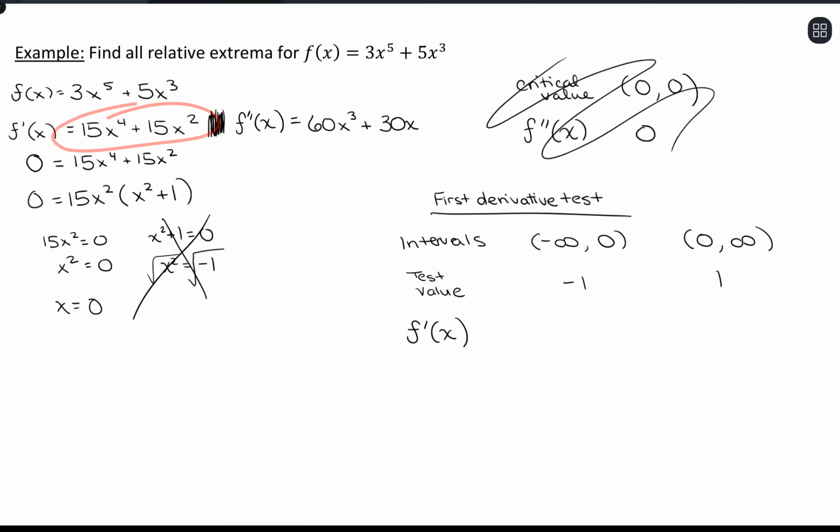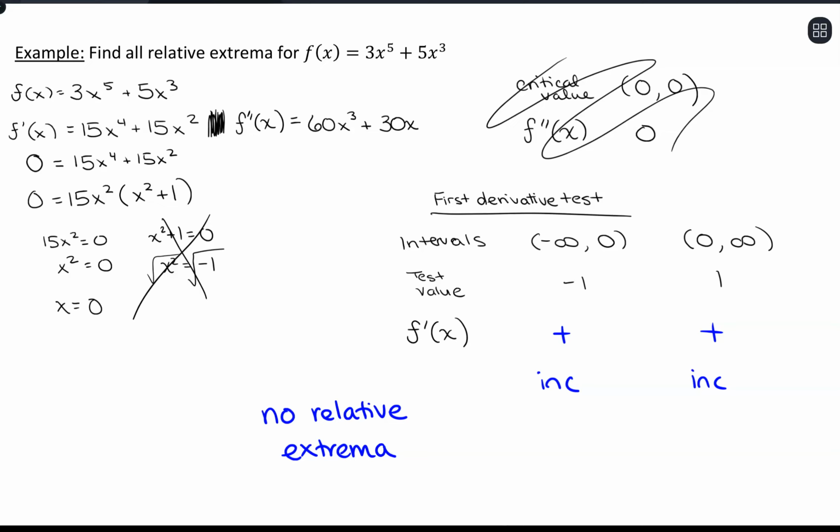So we're going to go back to this function right here. If we plug in negative 1, let's see, those are both even exponents, so that's going to turn to a positive 1, positive 1. So it's going to be a positive 30. If we plug in positive 1, we're going to get the same thing out. So what's happening here is it's going from increasing to increasing. Because that behavior is staying the same, there is no relative extrema for this. We don't have a minimum or maximum.